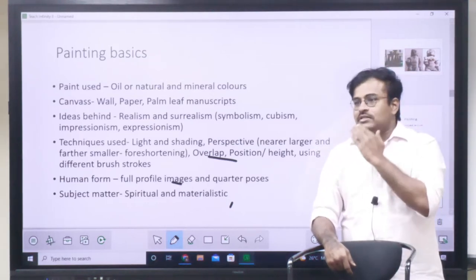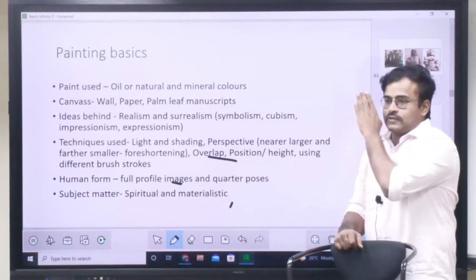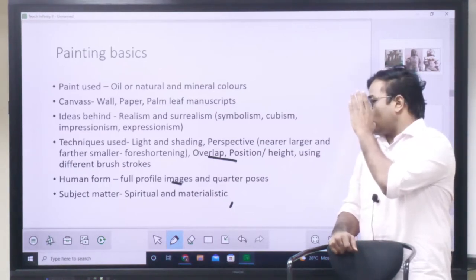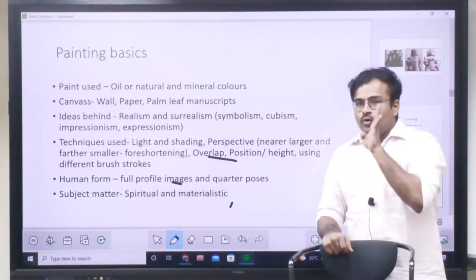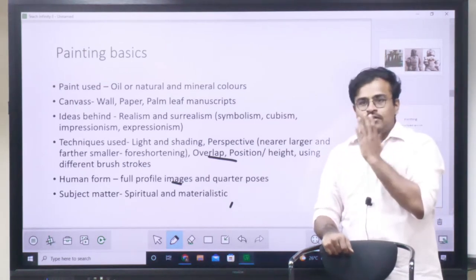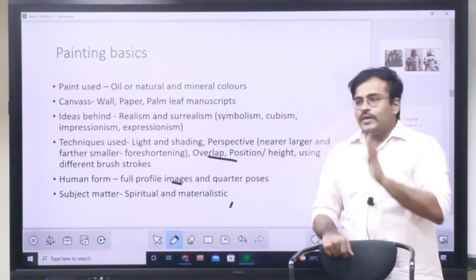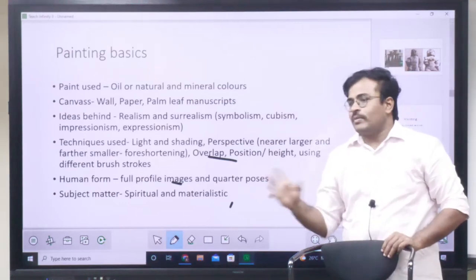Then some images show human beings in quarter poses. I told you yesterday, three quarter poses, half face, then a quarter pose. Four different kinds are there: full frontal image, three quarters pose, half face, then quarter pose. So this way, the images are usually drawn of human beings.